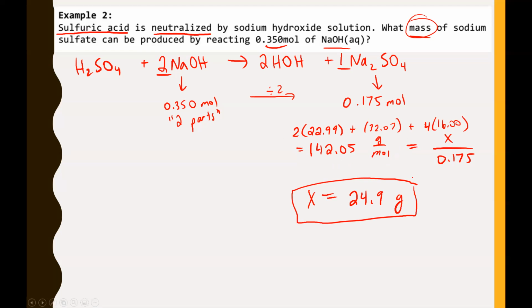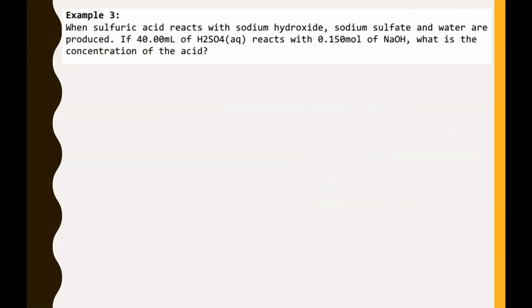Whew, there it is. There's a lot to this one. There's a lot of bouncing around. The main idea, though, is make sure you start with your balanced chemical equation and then only focus on how many moles you have, right? So if I give you how many moles, that's what you can use to kind of unlock any other parts of your chemical equation. All right, example 3.